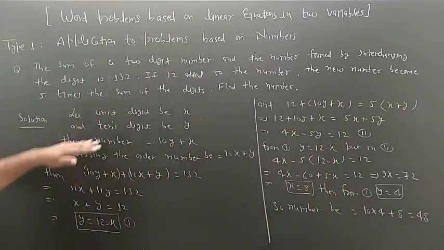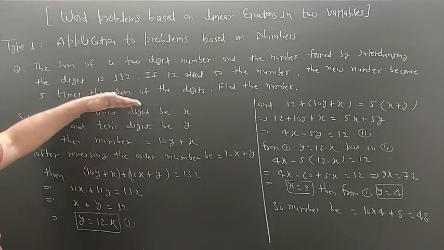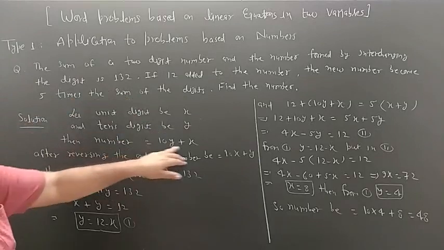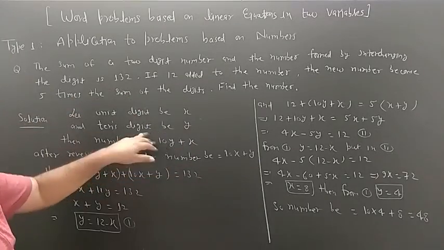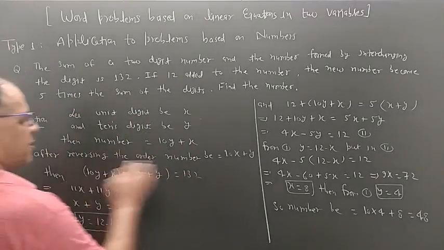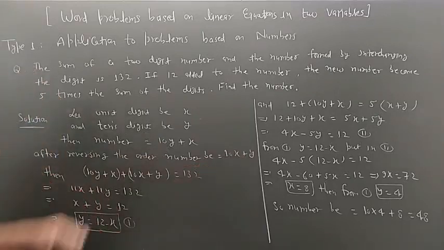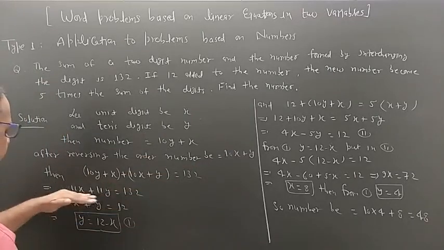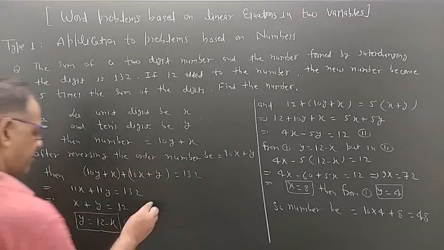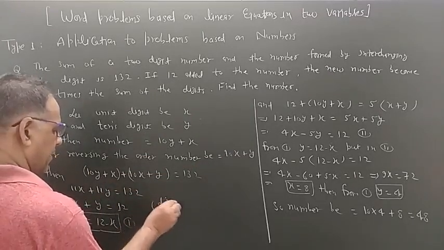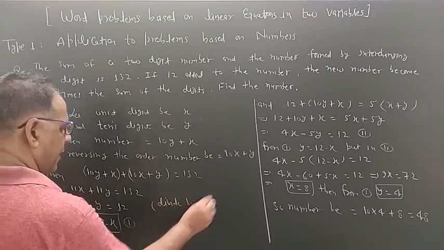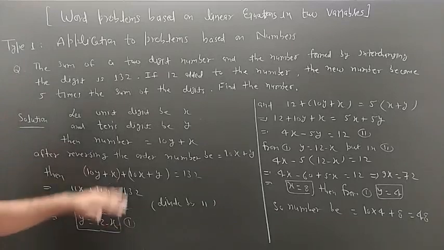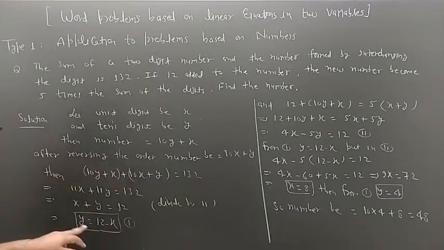So here, first we take the unit place digit as x and the tens place digit as y. The number becomes 10y plus x because y is the tens digit here. After interchanging the digits, we have the new number 10x plus y. The sum becomes 132. Divide by 11 and we have this equation. Now y equal to 12 minus x. In solving this question, we apply the substitution method.